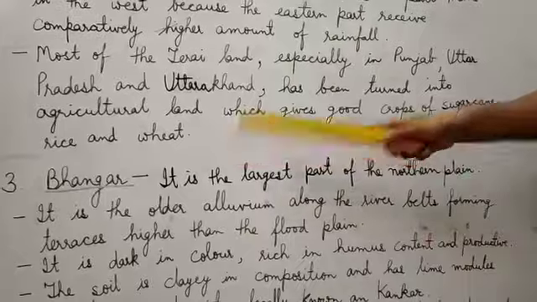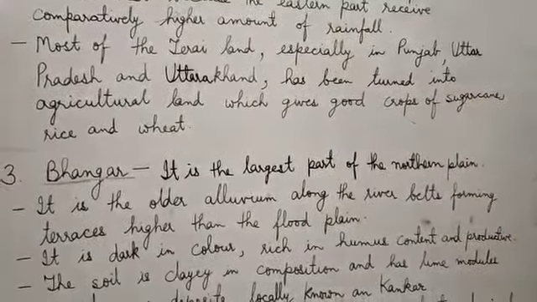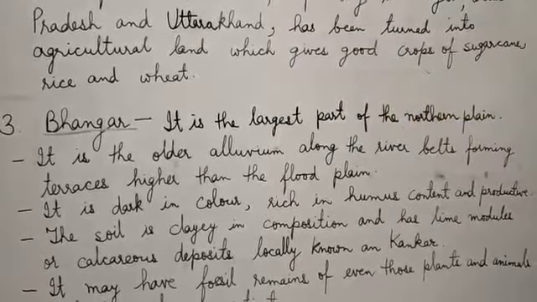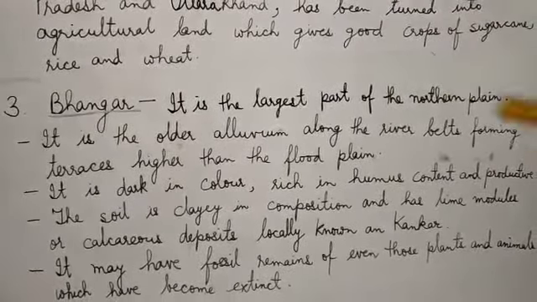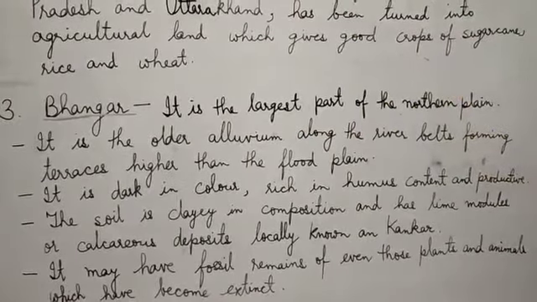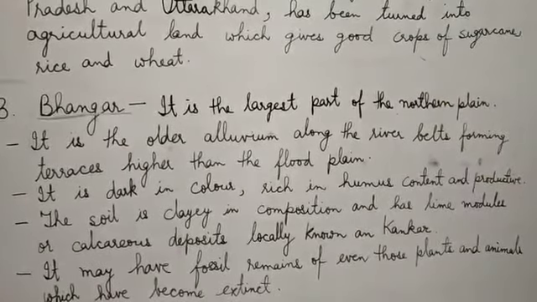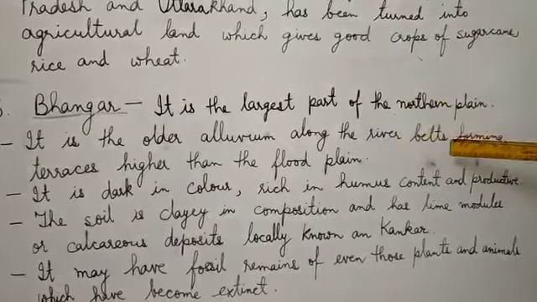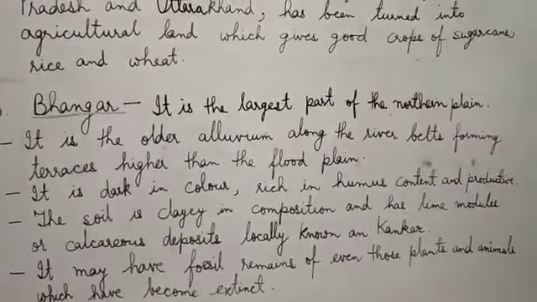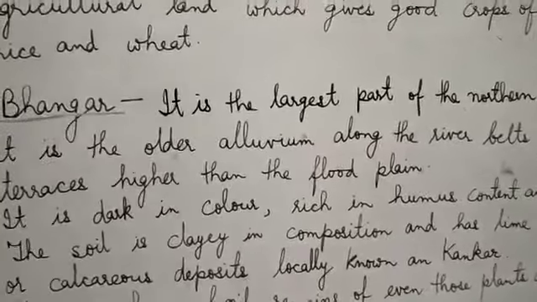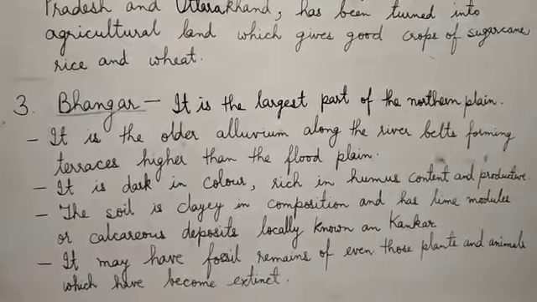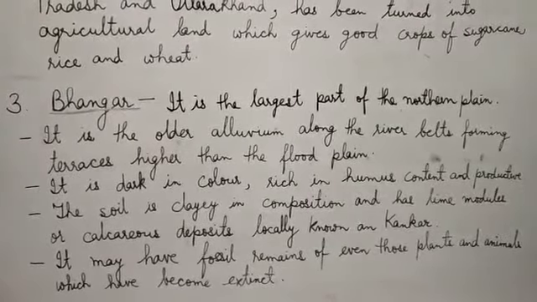The next belt is the Bhangar belt. Now this belt of Bhangar is the largest part of the northern plain. It is composed of older alluvium, a mixture of sand, silt and clay, along the river belts, forming terraces higher than the flood plain. It means this Bhangar is composed of older alluvium, and they are found generally 30 meter above the flood plain.